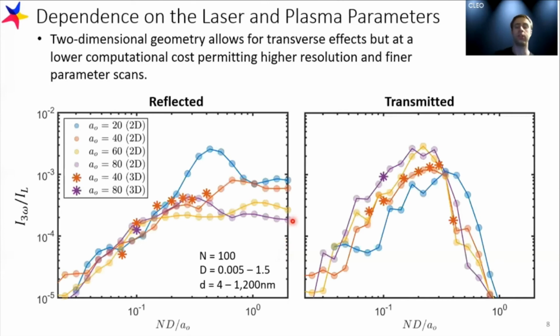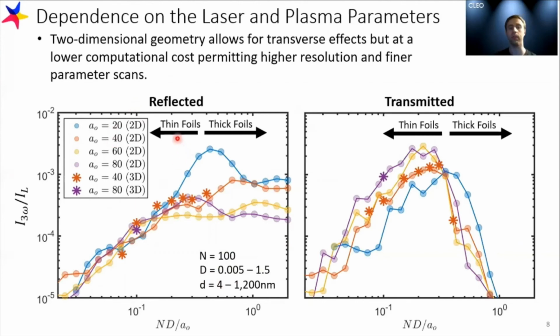So what we do here is we fix the plasma density, and for several laser amplitudes, we vary the target thickness, where points on this plot that move towards the left are for thin targets, and points on the right of this plot are for thick targets. So what we plot here is the third harmonic efficiency as a function of the similarity parameter ND over A naught, which is again the measure of the effective charge in the target normalized to the laser amplitude. And the circles here correspond to the 2D simulations and the stars to 3D simulations, where we see reasonable agreement between the two cases.